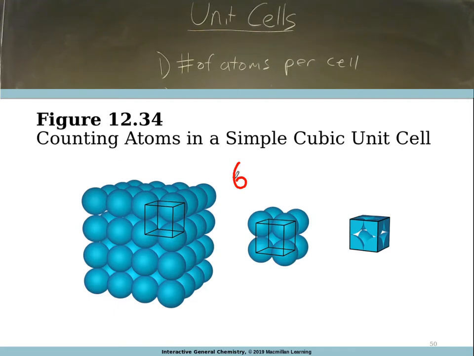And then the third thing we want to figure out here is what is the relation between the unit cell edge length and the atomic radius. So we'll come back over to this on the right and recognize it from this corner.